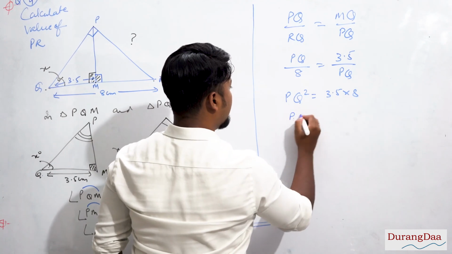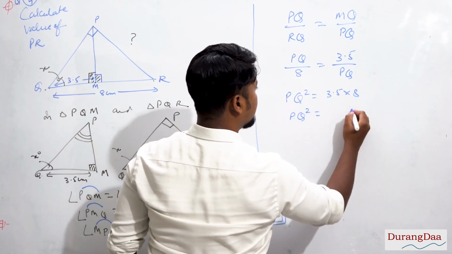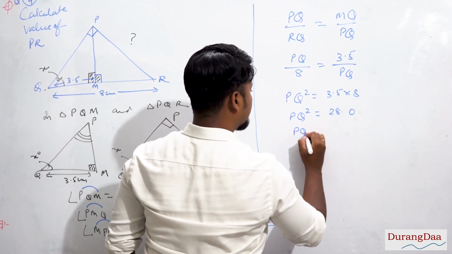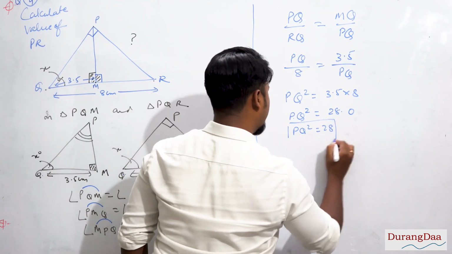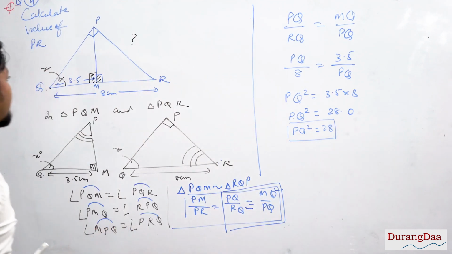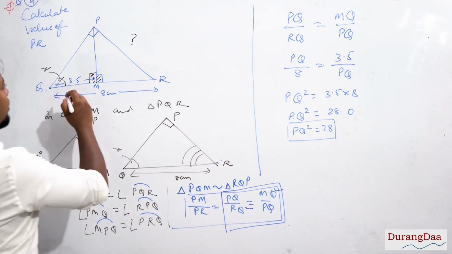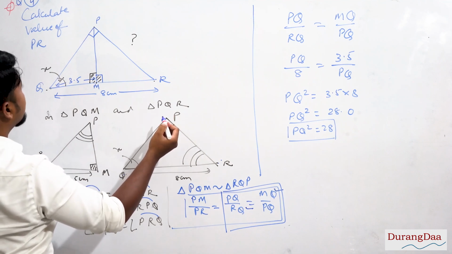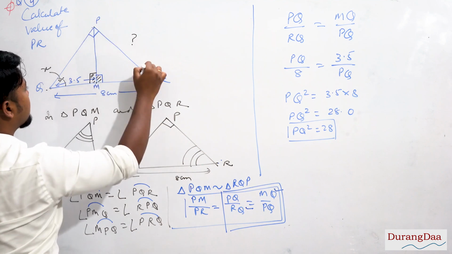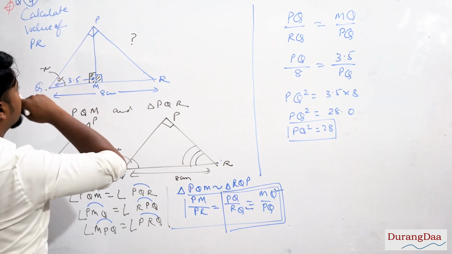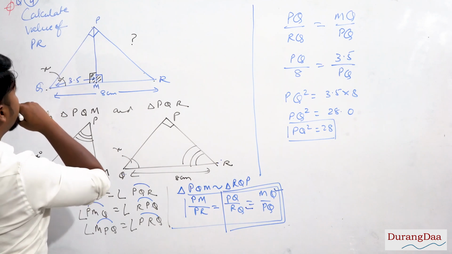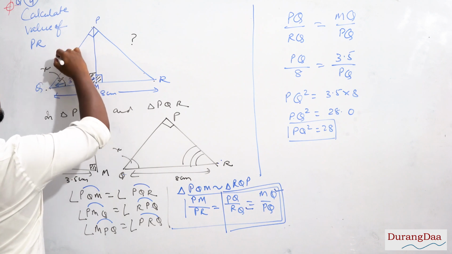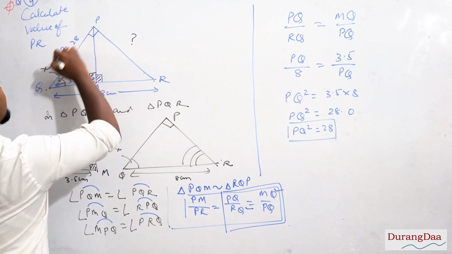So this will give you PQ square equals to 28. That means PQ square is equal to 28. Right, still we have not got the answer. Okay, now what we are going to do, look in this triangle again. PQ square we got. So PQ square is 28. Let me write it. PQ square is 28 centimeters.